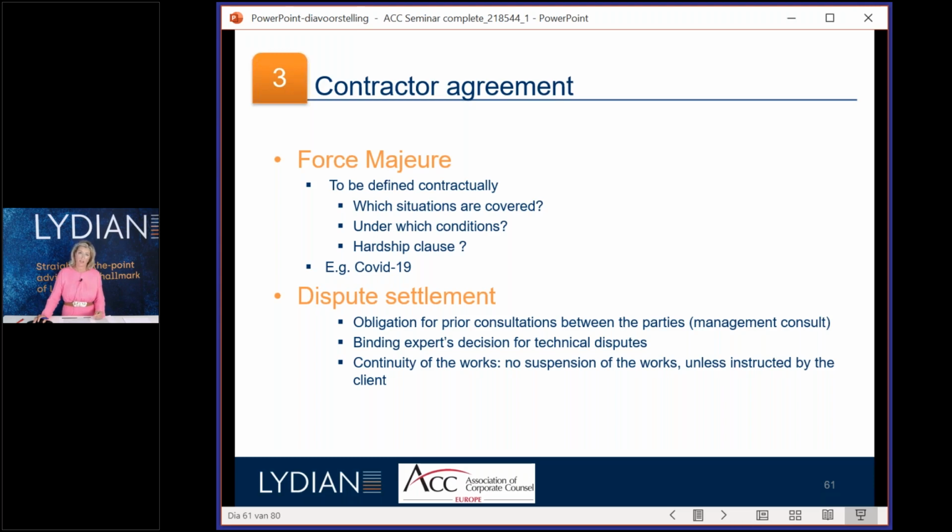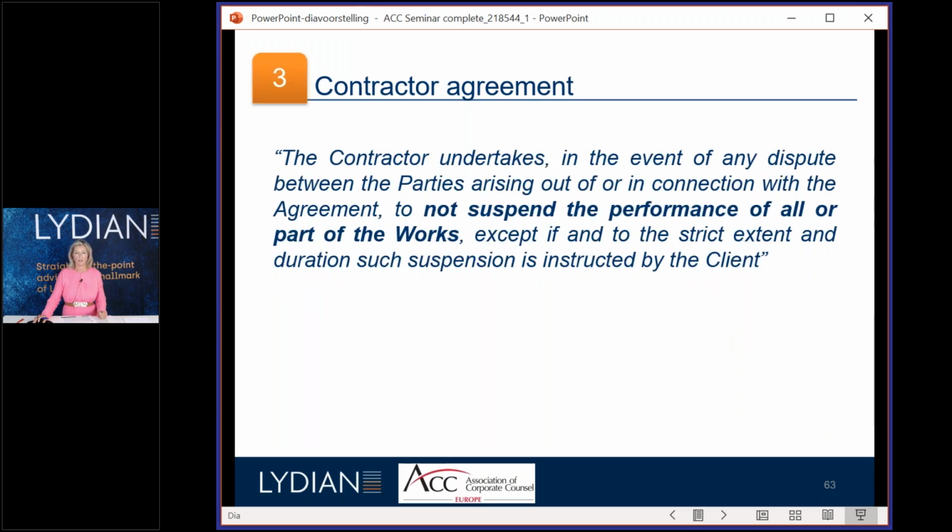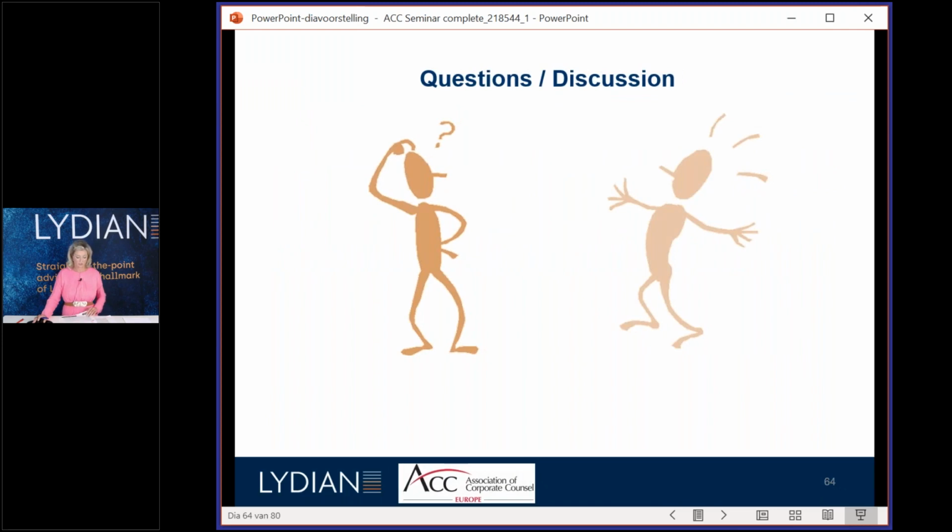And then last but not least, do be aware of the continuity of the works. So what we would advise you is to foresee a clause in the contractor agreement which obliges the contractor not to suspend the works, but to continue to work in case of dispute. I refer again to my slides. We have some nice clauses with respect to our last subject, the dispute settlement.